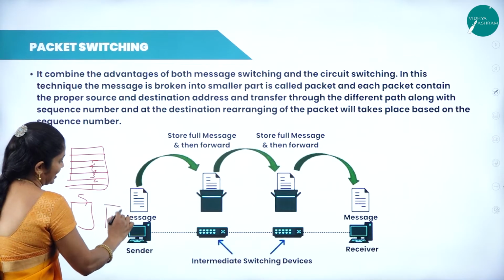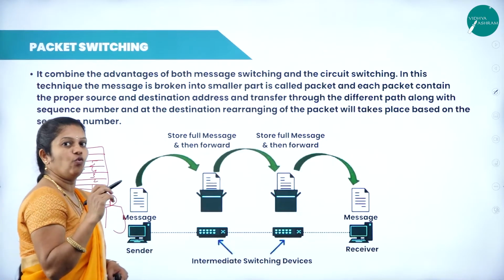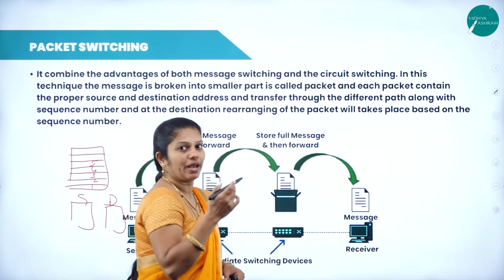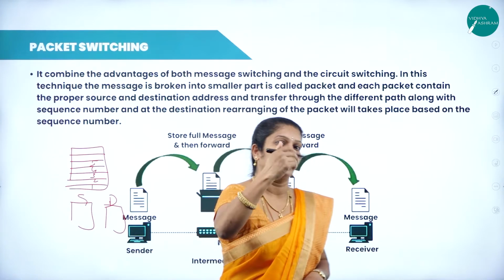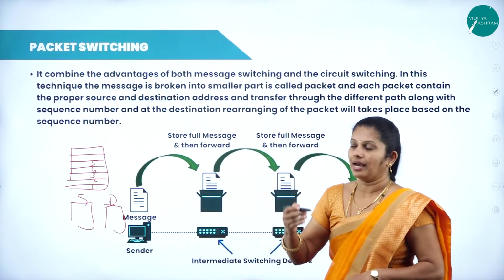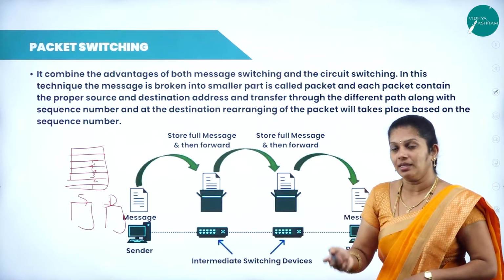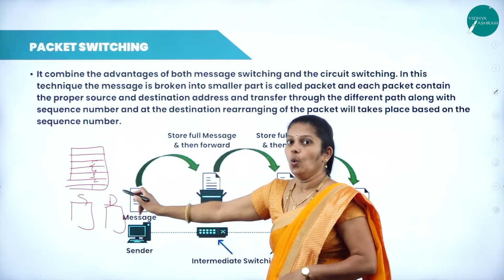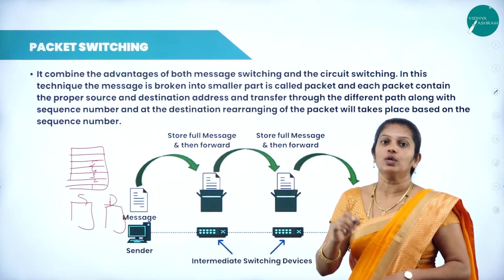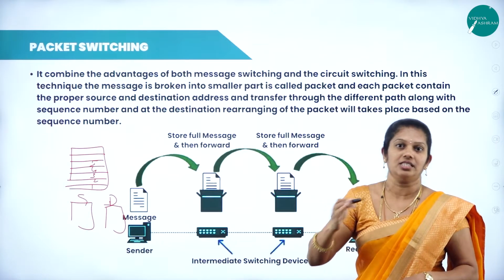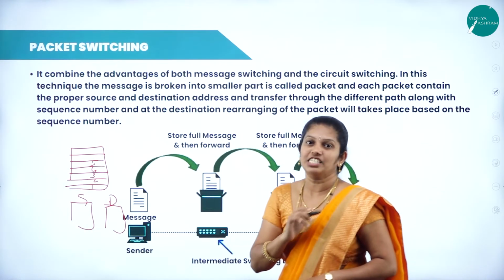And this data will move from source to destination. Each packet will move on a different path. The first packet will move from one place to another in one path. Then the second packet will move from source to destination in another path. After reaching the destination, once again each and every packet will be rearranged properly in ascending order. That is packet switching.